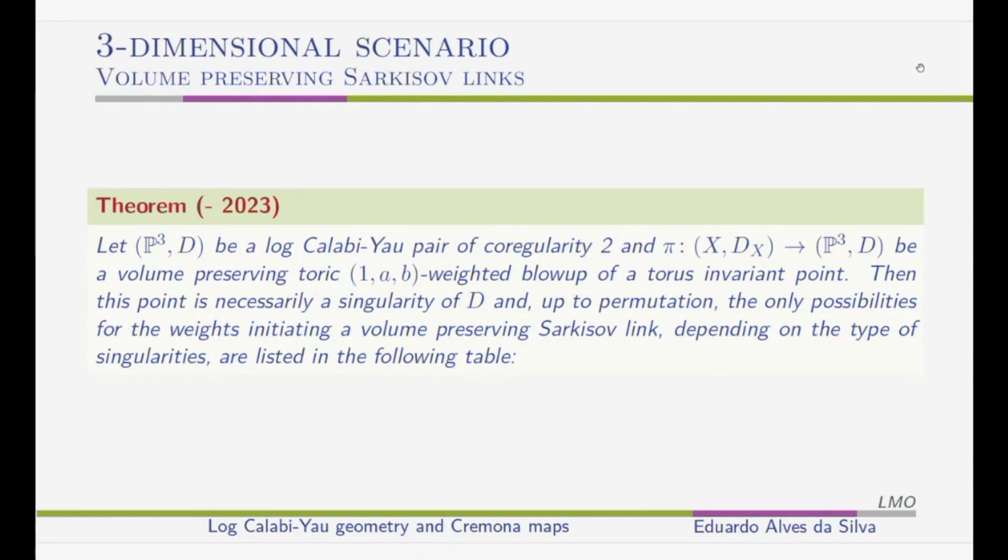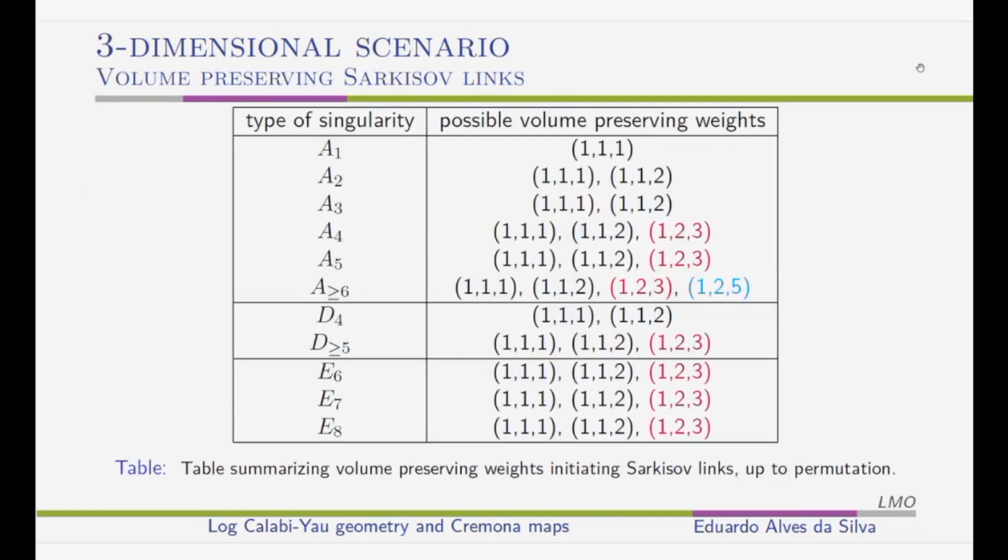And in this case, if I have pi, a volume-preserving toric (1, A, B) weighted blowup of a torus-invariant point, then this point is necessarily a singularity of the boundary divisor. And so up to permutation, the only possibilities for the weights which initiate a volume-preserving Sarkisov link are described in this table. Here we can see that we have all the possibilities of canonical singularities, and you can see that I have some weights in black and some weights in colors. And what happens with these weights in colors?